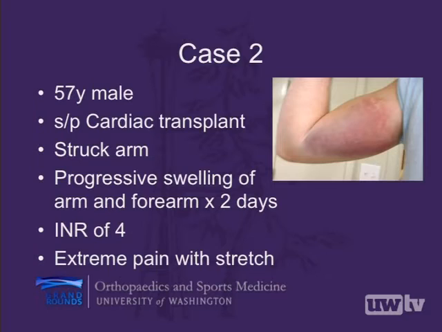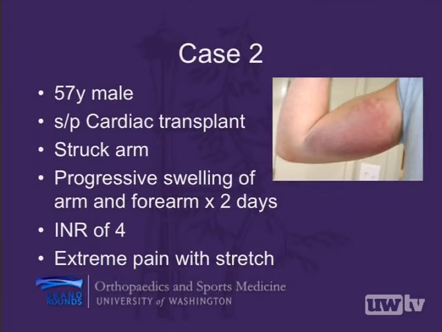This next case I'll direct towards Dr. Starnes. This is a 57-year-old male who had a cardiac transplant 3 years ago. He's on Coumadin. He struck his arm 2 days prior to evaluation. He's had progressive swelling of the arm and the forearm for 2 days. In the ER, he has an INR of 4, and he has extreme pain with passive stretch of the elbow in the anterior part of the arm. What would be your evaluation of this patient?